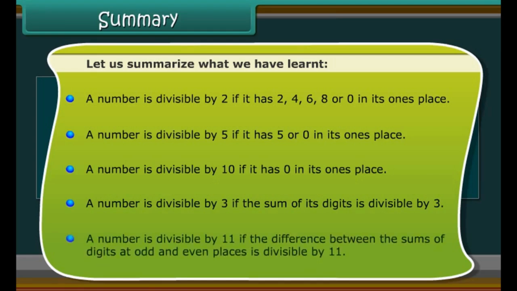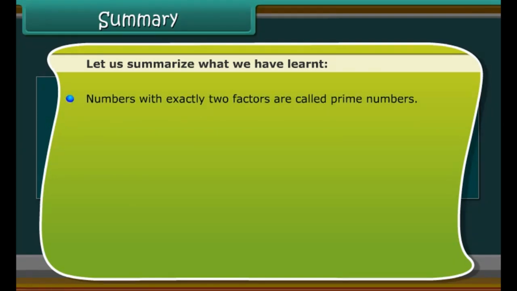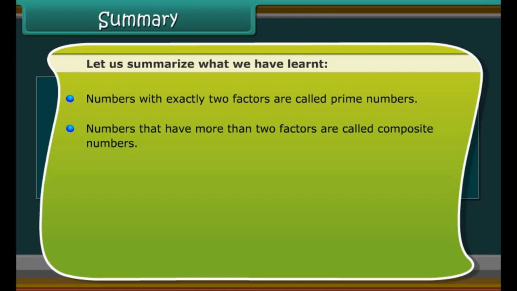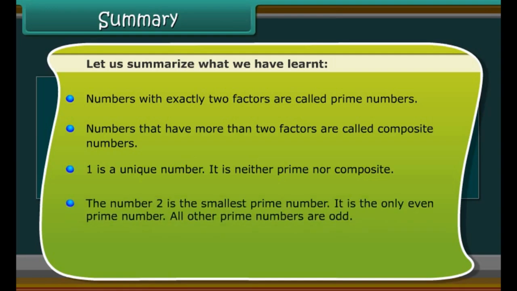A number is divisible by 11 if the difference between the sums of digits at odd and even places is divisible by 11. Numbers with exactly two factors are called prime numbers. Numbers that have more than two factors are called composite numbers. 1 is a unique number. It is neither prime nor composite. The number 2 is the smallest prime number. It is the only even prime number. All other prime numbers are odd.